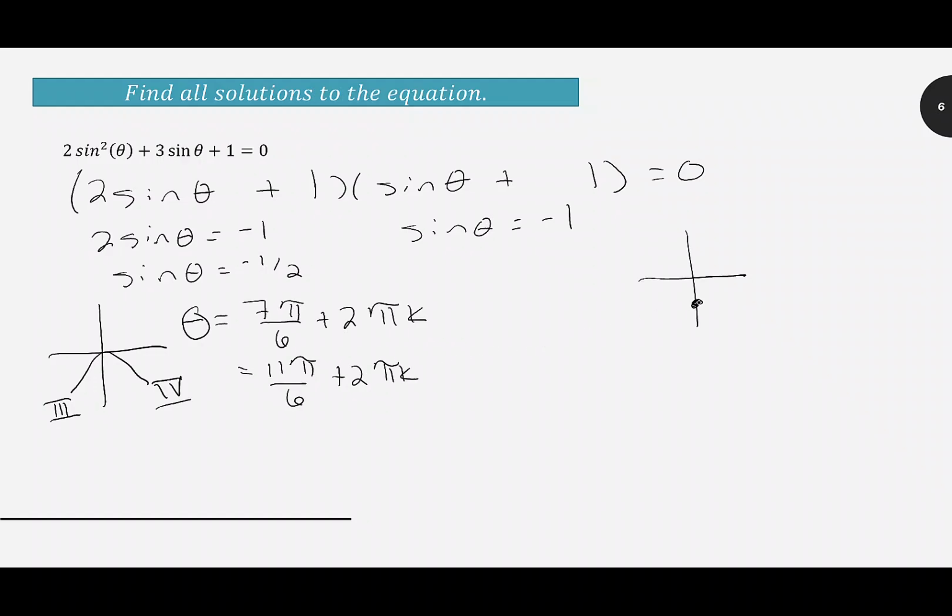Sine theta is equal to -1 when theta is equal to 3 pi over 2. So our other solutions occur at 3 pi over 2 plus 2 pi k. It's important to remember to put the 2 pi k period in anytime we don't have a restricted domain to our equation.